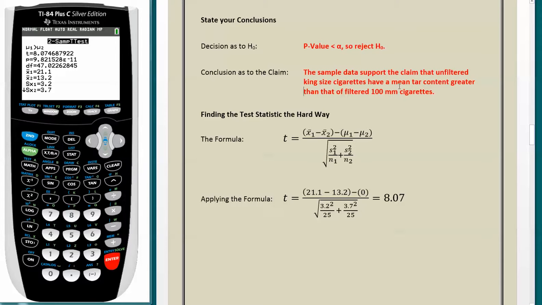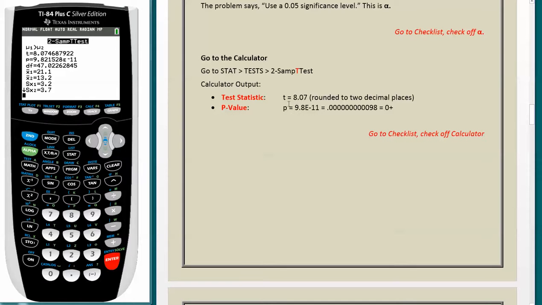So we've done the problem, but most instructors would like to see a little more math in coming up with a test statistic. If you remember, the calculator just handed you the test statistic right here, t equals 8.07.